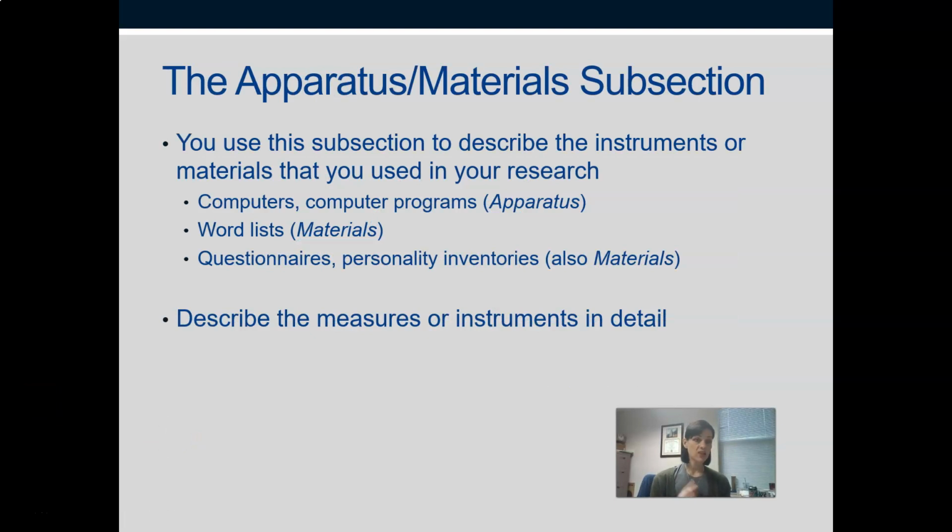So now we're going to go on to the apparatus and materials subsection. You use this section, depending on your study, to describe the instruments or the materials that you used in your research. We will not necessarily need apparatus. Apparatus is if you are presenting information on a computer or using a very specific computer program. In some of the studies that I've done, I do a lot of my experiments through computer programs with very detailed instructions. In this case, apparatus would be appropriate.